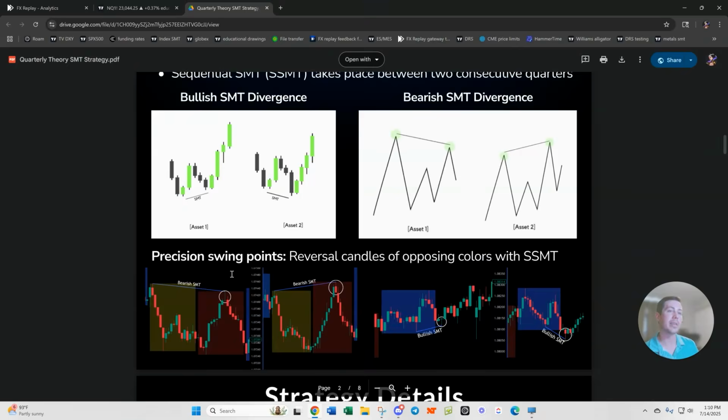There's also an important concept called precision swing points I want to go over briefly before we get into the strategy details. All it is, after you see that SMT divergence, if you see a swing point reversal candle that's a different color between the 2 pairs, that's something he refers to as a precision swing point. That can be additional confluence that the reversal is happening. So we'll be looking for those as well for one of the 2 specific entry models.